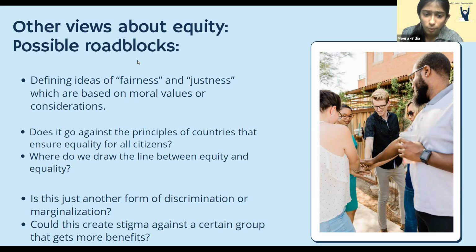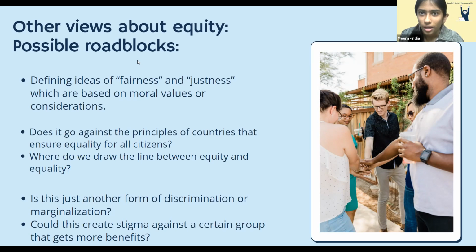Well, another roadblock discusses what equity is to a country. Countries always focus upon ensuring equality for all their citizens. So does it go against the principles of countries then? That is something we need to think about as well. Well, the next one is actually quite a famous one. Is equity just another form of discrimination or marginalization?